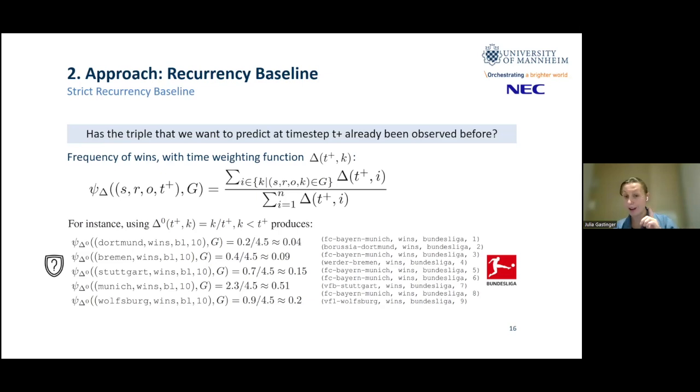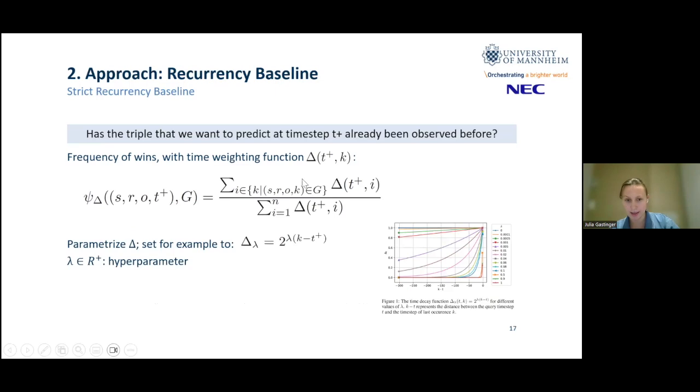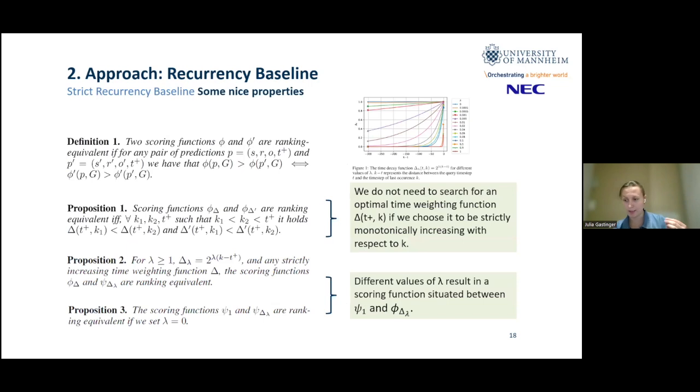Yeah. However, now if you set this lambda, so we have this time weighting function 2 to the power of lambda, and depending on how we set lambda, we have this different kind of time decay. We have some different properties. So I think this also kind of answers your question.